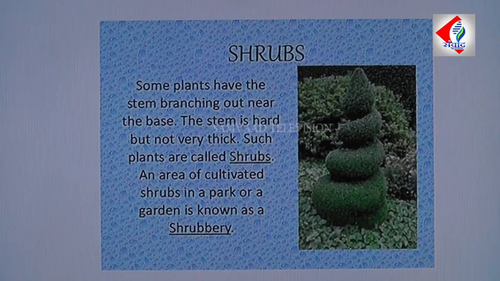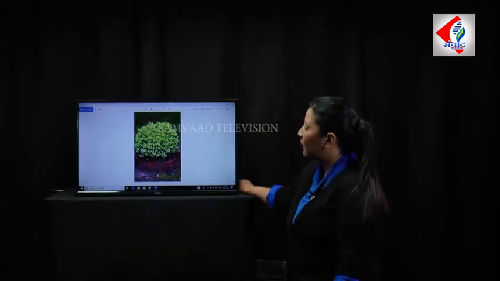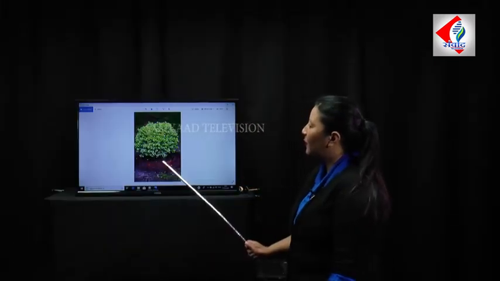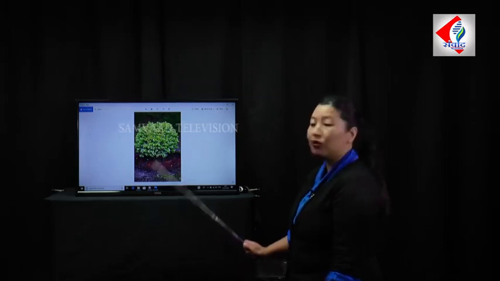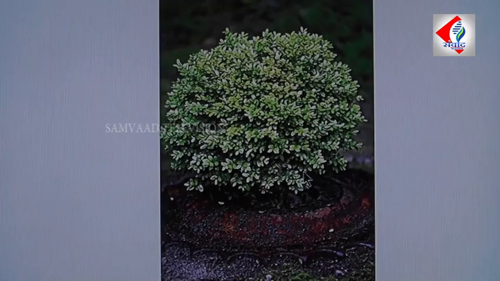So there are many shrubs. I'd like to show you some pictures of some shrubs which you might be familiar with. You can see a shrub here. You can see all the branches, they are very close to the ground. And in shrubs, the stems are woody, but they are not very thick. That is why we can break them.